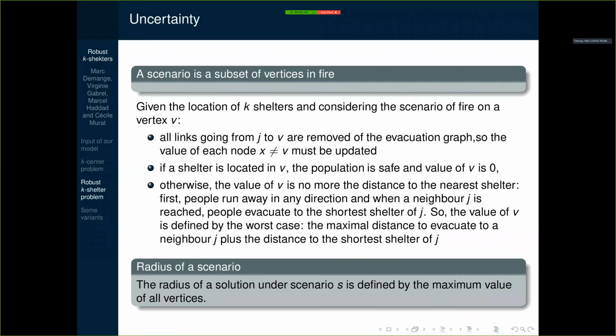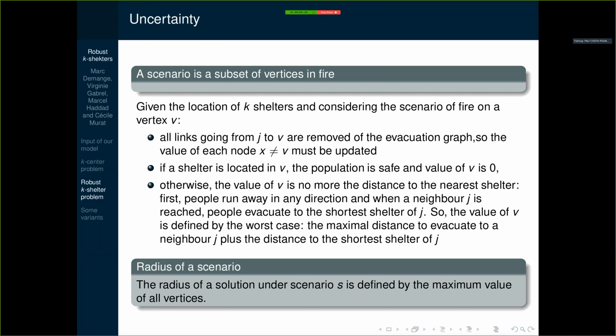the notion of scenario, and the scenario is given by a subset of vertices in fire. And given a solution which is a location of K shelters, and considering a given scenario, we have to evaluate this solution on a specific scenario. And if we consider the scenario with only one vertex V, we have to update all the evacuation paths.